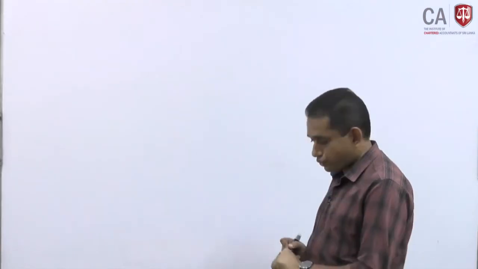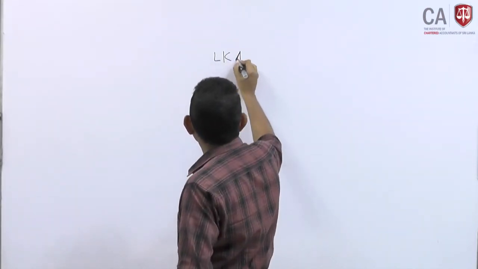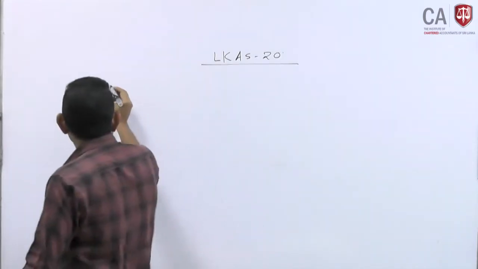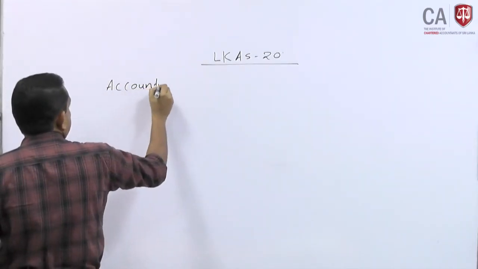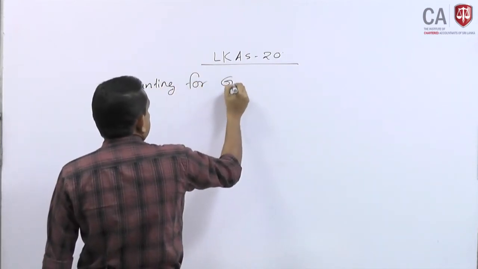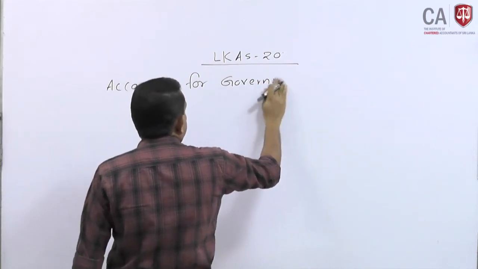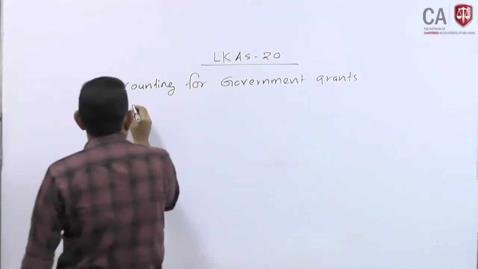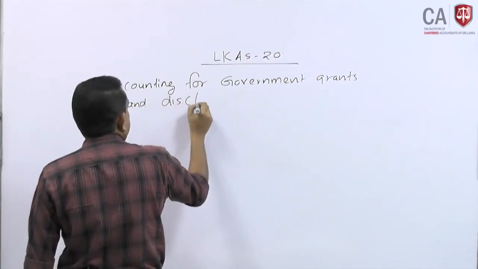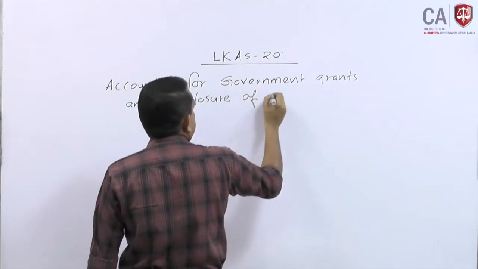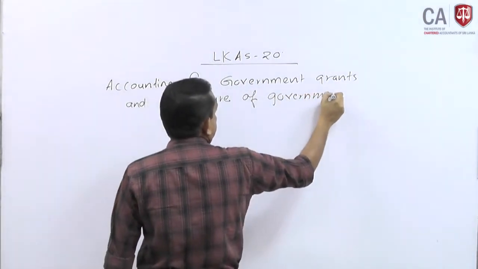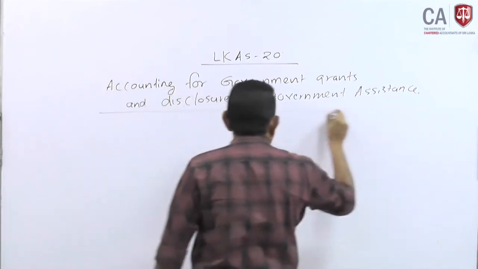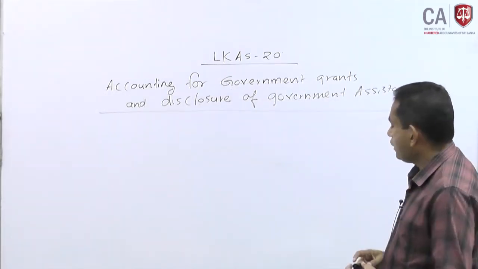The standard that we are going to discuss today is LKAS 20. This is accounting for government grants and disclosure of government assistance.